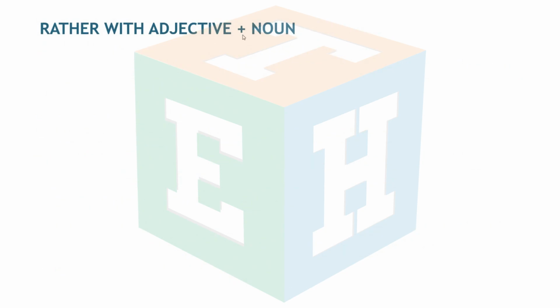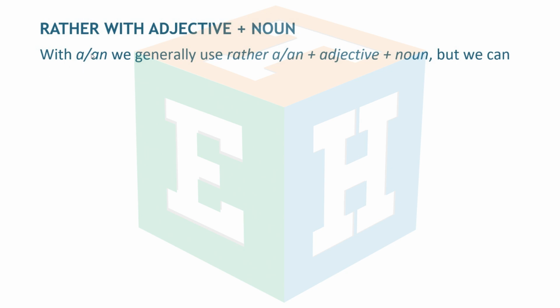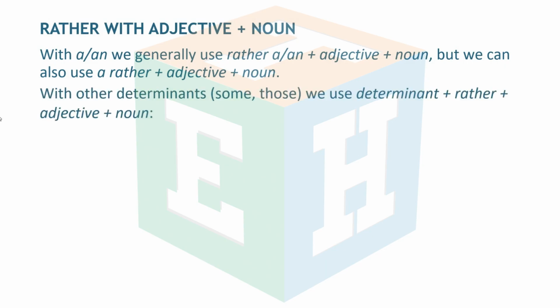Rather with adjective plus noun. With a/an, we generally use rather, a/an plus adjective plus noun. But we can also use a rather plus adjective plus noun. With other determiners, some or those, we use determiner plus rather plus adjective plus noun.